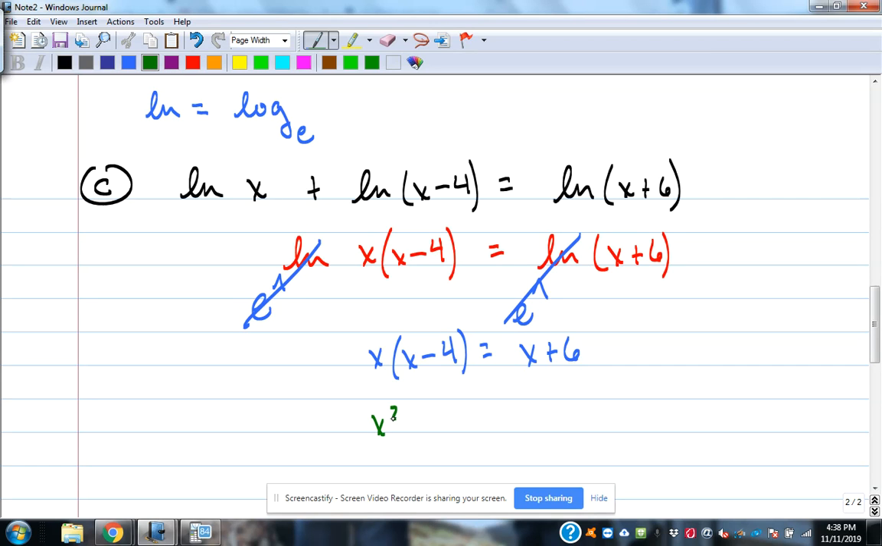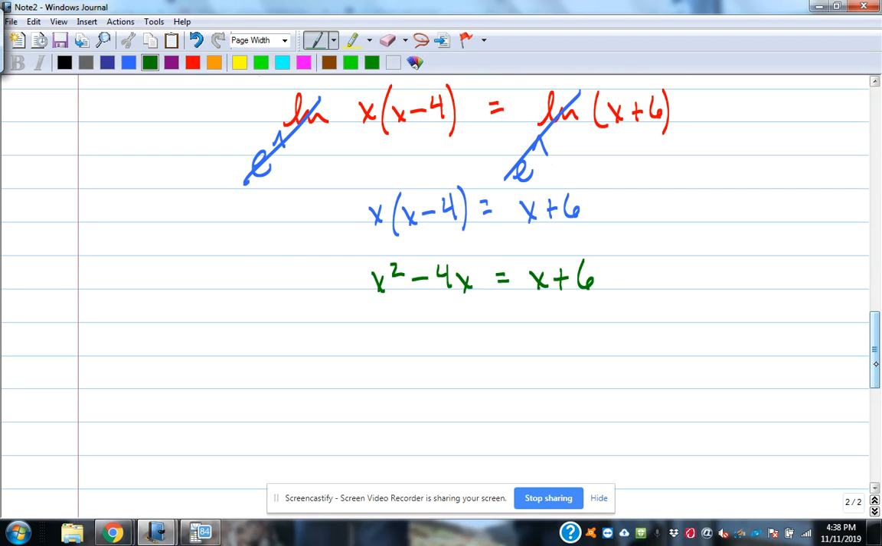Distribute. x squared minus 4x plus 6. And now what? Subtract the 6 and subtract x as well, right? Because I've got to get it equal to 0. It'll be x squared minus 5x minus 6 equals 0.